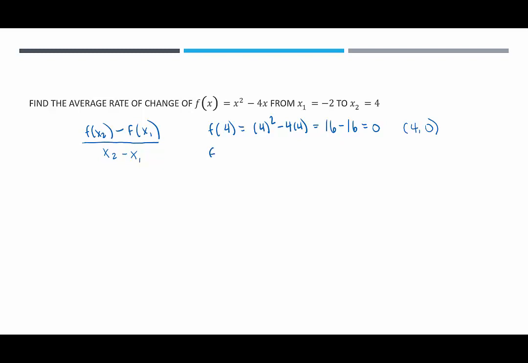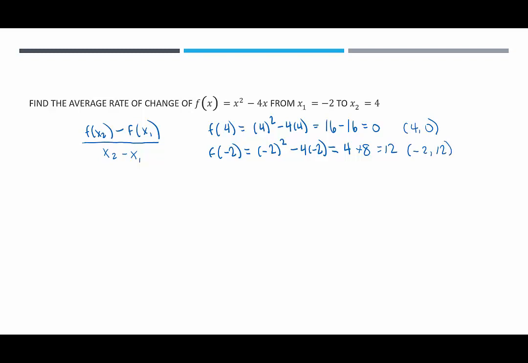And now we want to figure out f of x sub 1. Well, f of x sub 1 would be f of negative 2. I'm going to plug in negative 2 in the function anywhere that I see an x. So I'm going to have negative 2 quantity squared minus 4 times negative 2. Negative 2 quantity squared is 4, and then we have a negative and a negative, so when we multiply those, that's going to turn positive. 4 times 2 is 8, 4 plus 8 is 12, and we have the ordered pair (negative 2, 12).